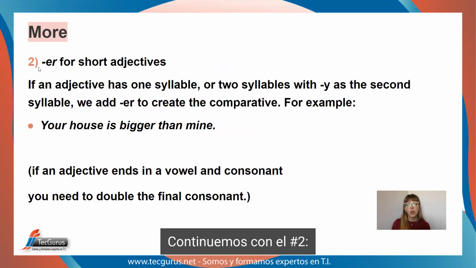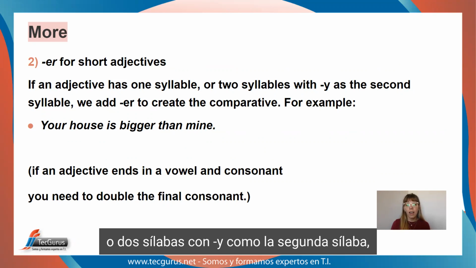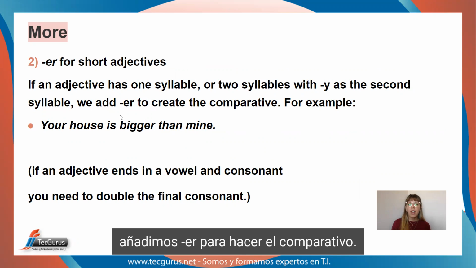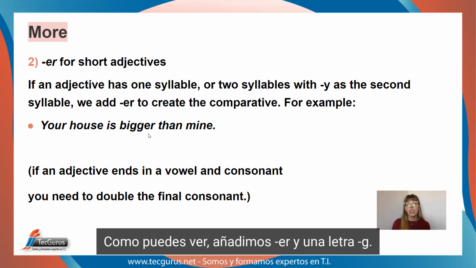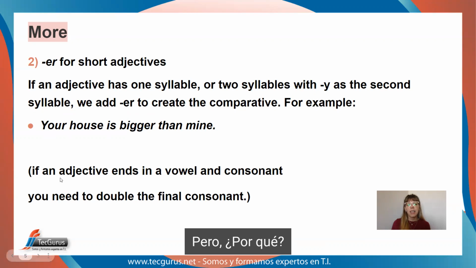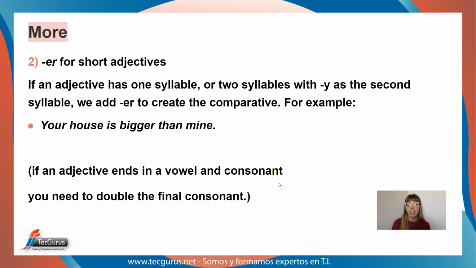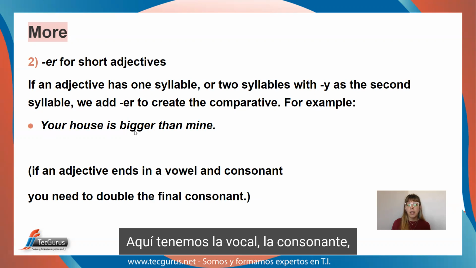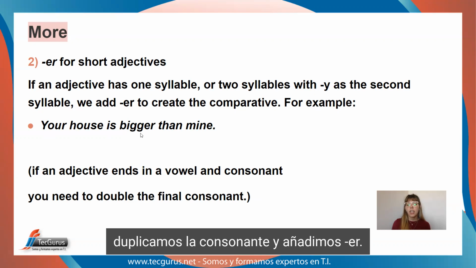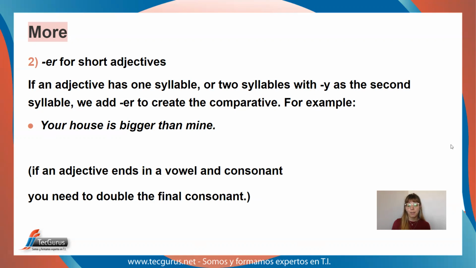Let's continue with number two, ER for short adjectives. If an adjective has one syllable or two syllables with Y as the second syllable, we add ER to create the comparative. For example, your house is bigger than mine. As you can see, we add ER and we also add a letter G. But why? Because if an adjective ends in a vowel and consonant, you need to double the final consonant. Here we have the vowel, the consonant, we double the consonant and we add ER.